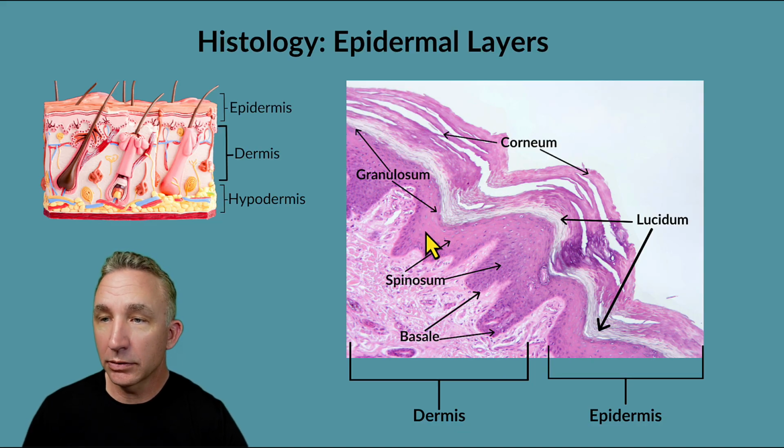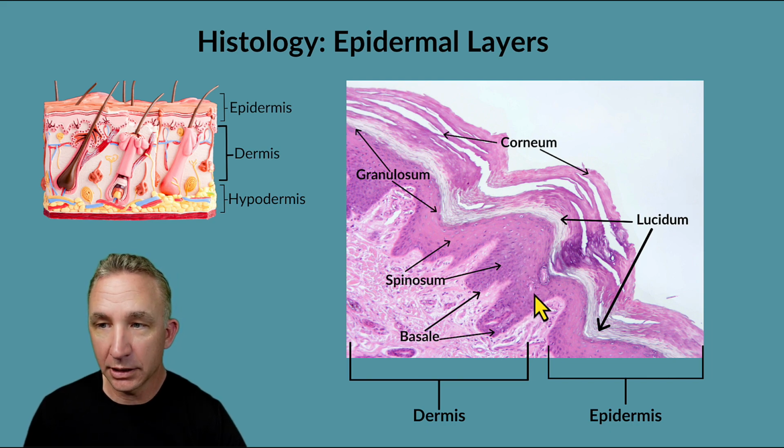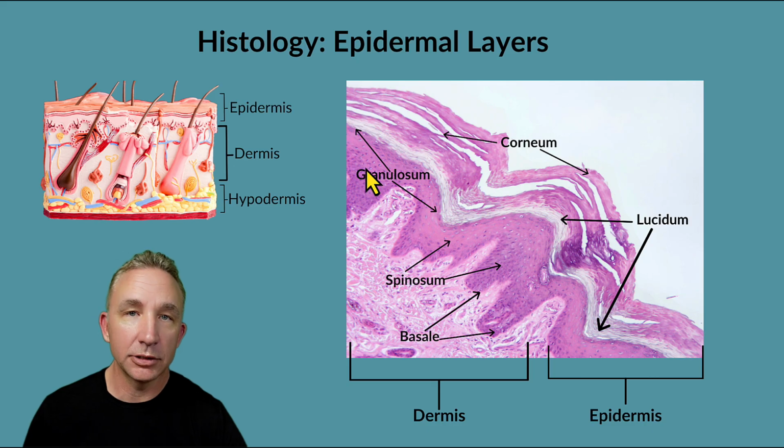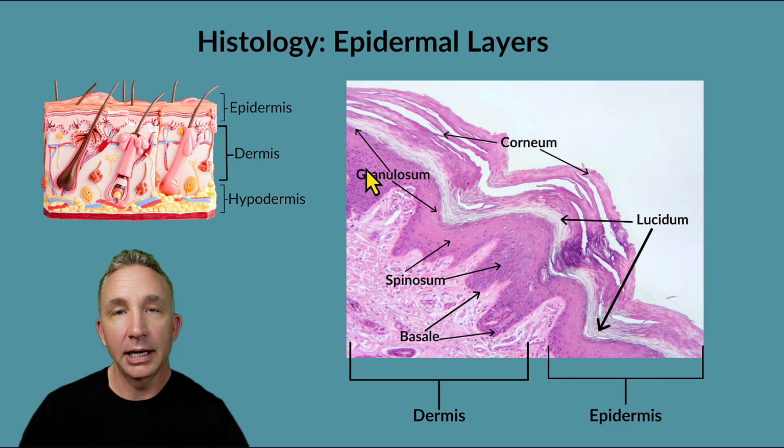When I look at spinosum, spinosum is named based on the appearance again. It looks like it's spiny based on the cytoskeleton, the filaments in the cells. You can't see this, but that's the origin of the name. Spinosum is our largest layer. And we do have mitosis here, not as much as basale, but I do have more mitosis, meaning the cells are dividing, which makes sense since it's deeper in nature.